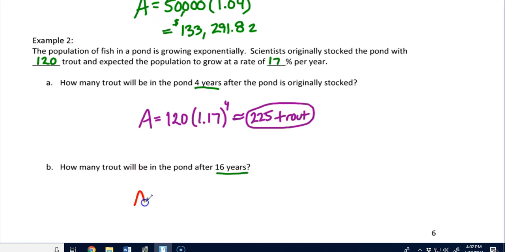For 16 years, starting over with that 120 again, that means 16 times we would have multiplied by the 1.17. So I'm going to round that off to approximately 1,480 trout, rounded off to the nearest fish.